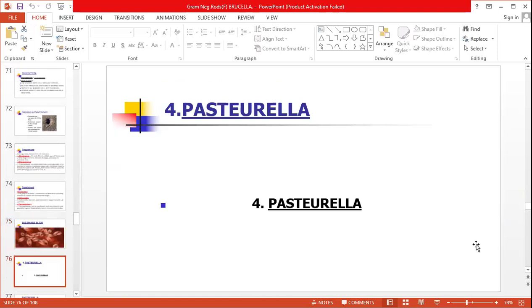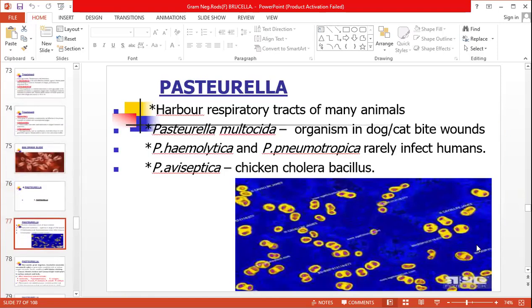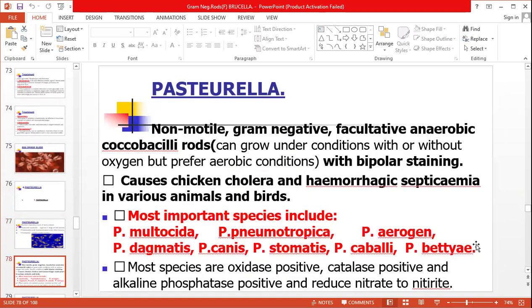Now Pasteurella. Pasteurella harbor the respiratory tract of many animals. They are Pasteurella multocida, Pasteurella haemolytica, Pasteurella pneumotropica. They are non-motile gram-negative facultative anaerobe coccobacilli with bipolar staining, causing chicken cholera and hemorrhagic septicemia in various animals and birds. Most important species include P. multocida, P. pneumotropica, P. aerogenes, P. dagmatis, P. canis, P. stomatis, and P. caballi.